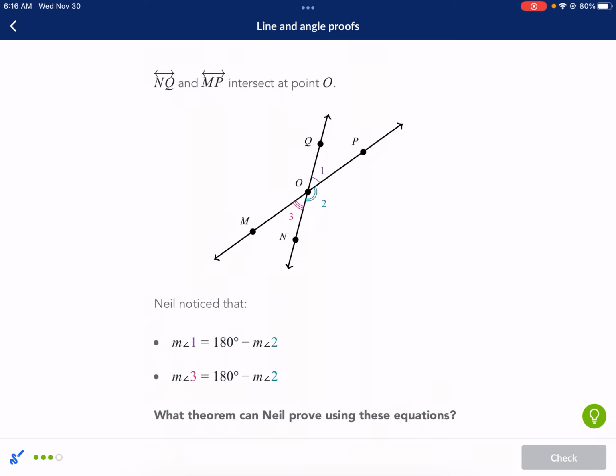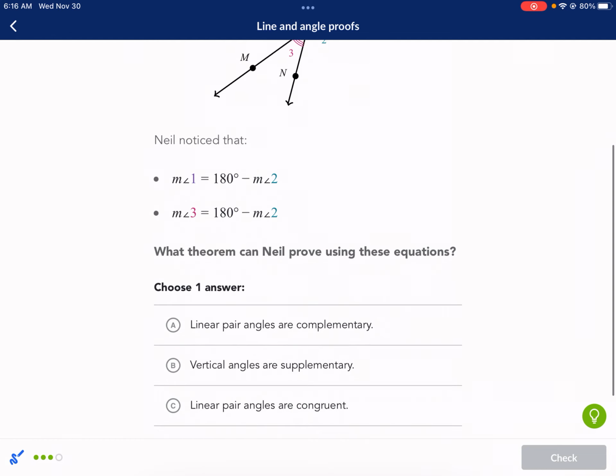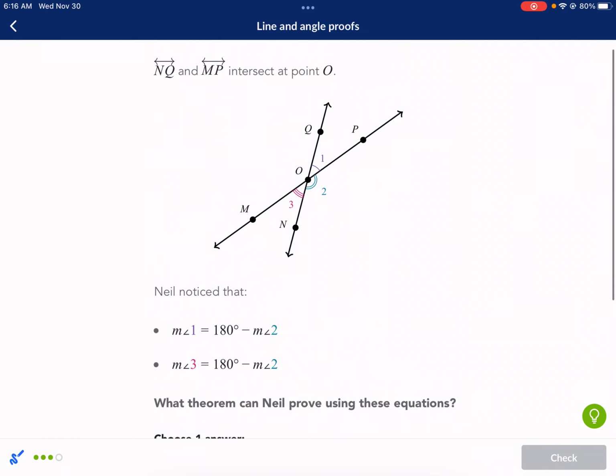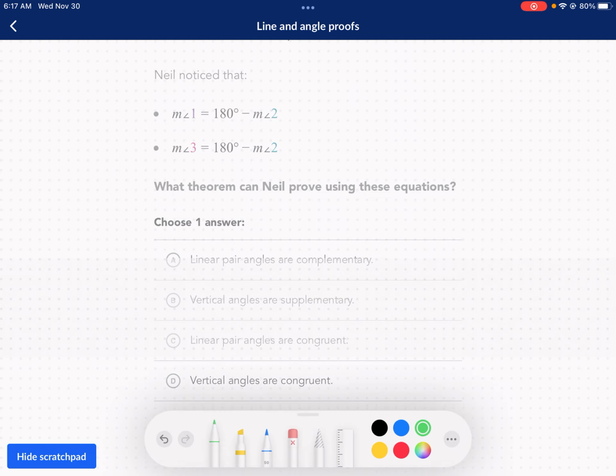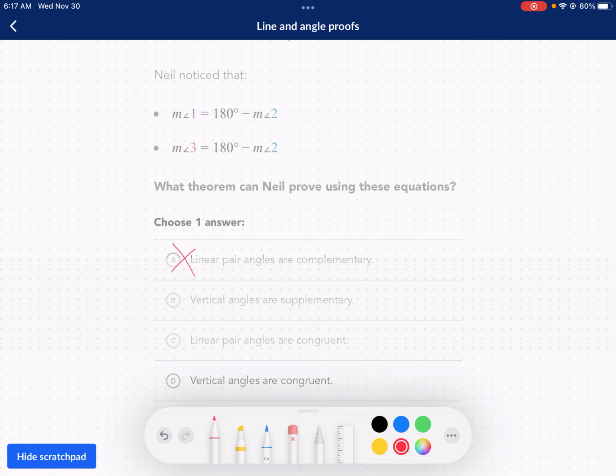Neil noticed that the measure of angle 1 equals 180 minus angle 2, and then the same thing for angle 3, 180 minus the measure of angle 2. What theorem can Neil prove using these equations? So the theorem that we have here, using these equations, well, let's take a look. Linear pair angles are complementary. That one is straight up wrong because we know linear pair angles are not complementary. That means they would add up to, so if we had like A plus B, that would be 90. 90 is complementary, so that one's out.